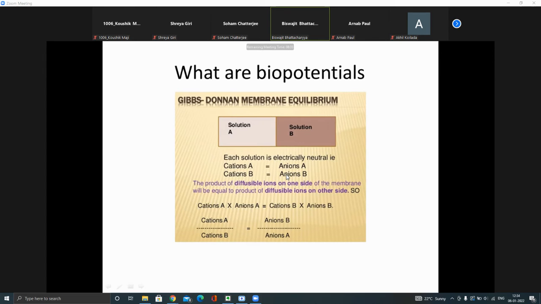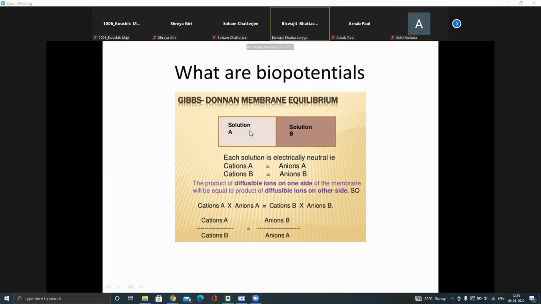Now another thing is that some of the ions can diffuse across the membrane from one side to the other, and these will have another characteristic as per the Gibbs-Donnan membrane equilibrium law. That is, the product of diffusible ions on one side of the membrane will be equal to the product of diffusible ions on the other side. Mathematically, the number of cations in solution A times the number of anions in solution A must be equal to the number of cations in solution B times the number of anions in solution B. So the product of cation and anion on either side will be constant. That is a special thing found in living organisms, described by the Gibbs-Donnan membrane equilibrium condition.